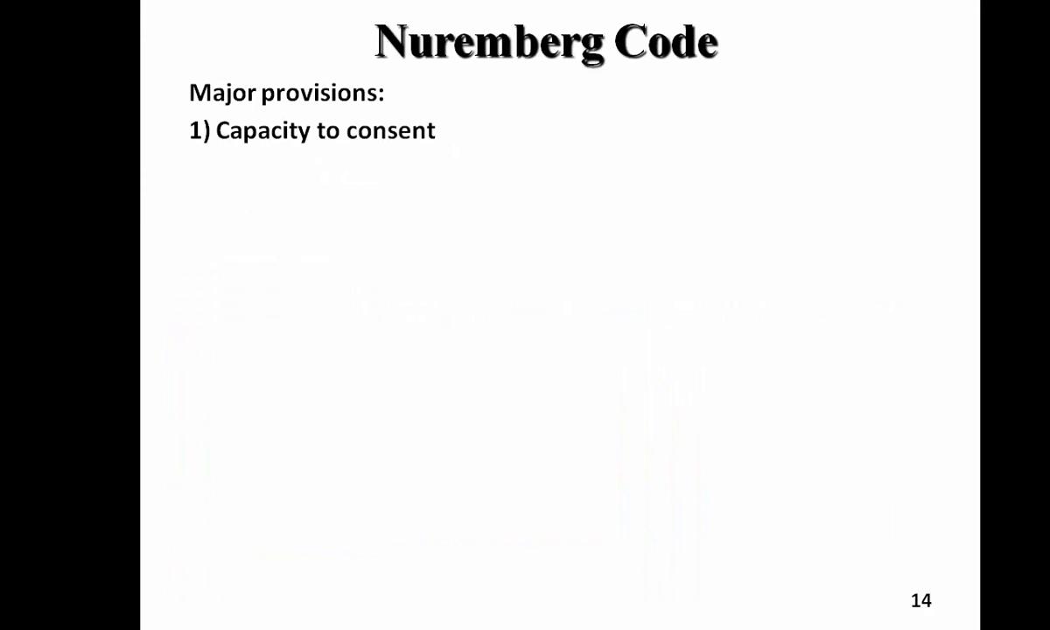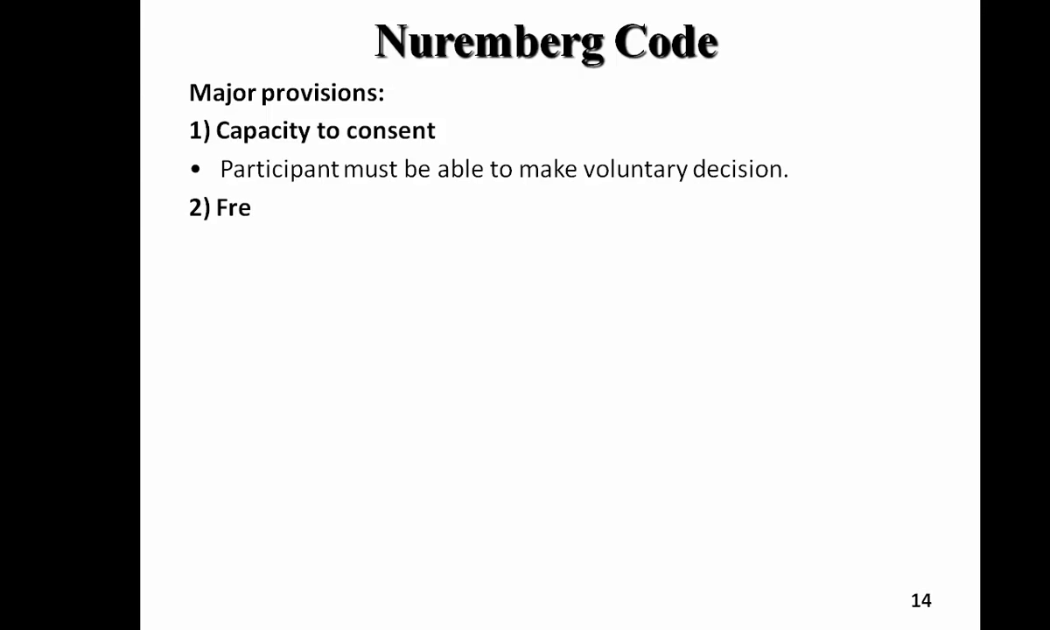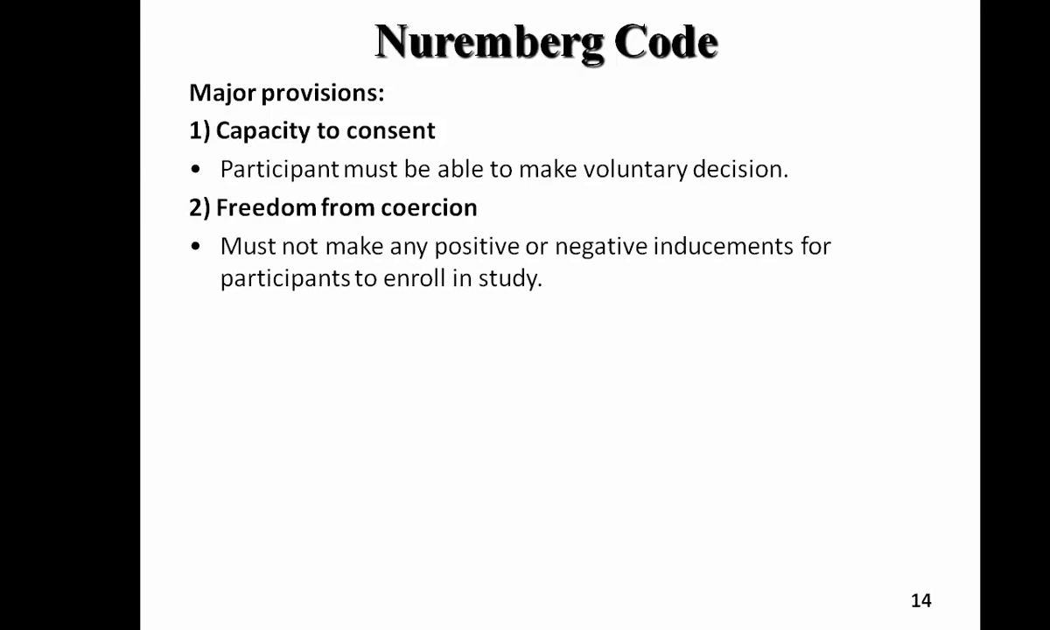Some of the other major provisions that served as the foundation for the current conduct of ethical research include the capacity to consent. The person that is going to serve as a participant in the study must be able to make a voluntary decision, and in doing so, they must be free from coercion. There must be no positive or negative inducements for participants to enroll in a study.